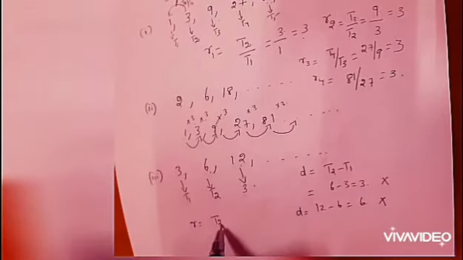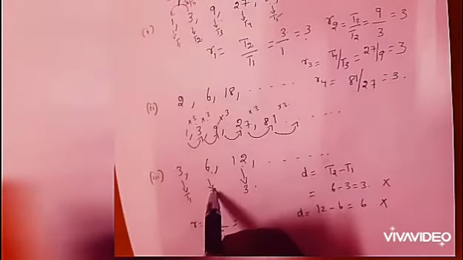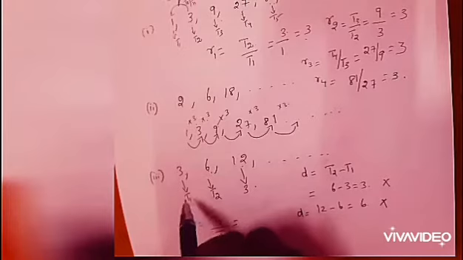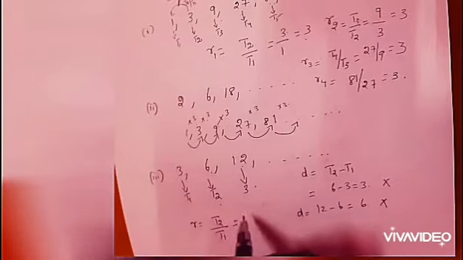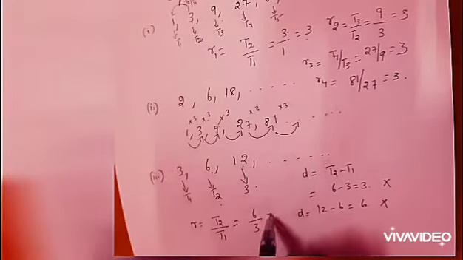So R is equal to T2 by T1. Some students will make a mistake and write T1 by T2. Don't make silly mistakes here. It's T2 by T1. So 6 by 3 will give you 2.